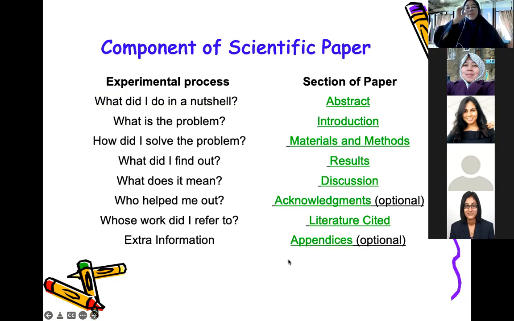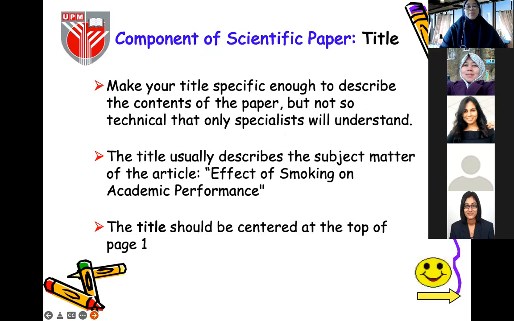Okay, so the experimental process: what did I do in a nutshell? What is the problem? How did I solve the problem? This one we have discussed so many times, so I think we just skip this. This one again is the sections of a scientific paper, what are the components of a scientific paper.